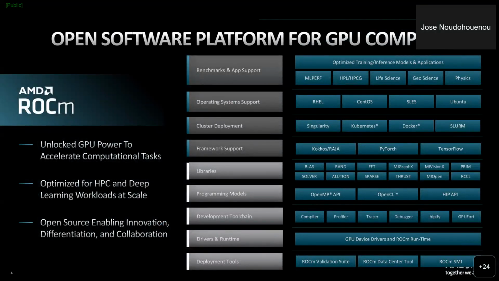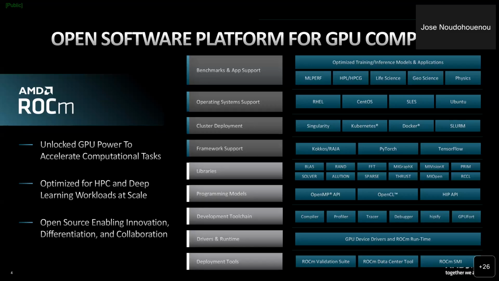So, as you know, AMD has developed an open source platform for GPU compute. This platform unlocks the GPU power to accelerate computational tasks. ROCm software is optimized for HPC and AI applications and scales from a single node to supercomputers and mega data centers. The open source approach we are using democratizes AI and enables innovation, differentiation, and collaboration.